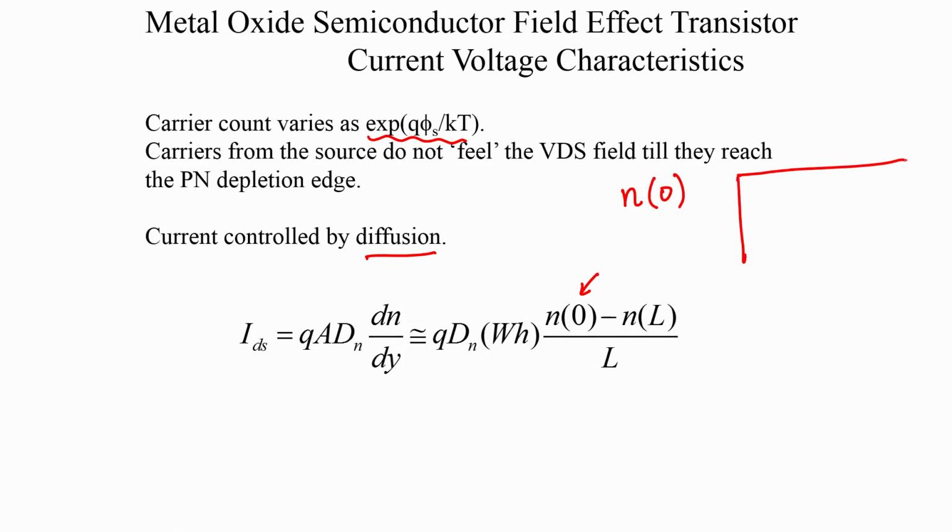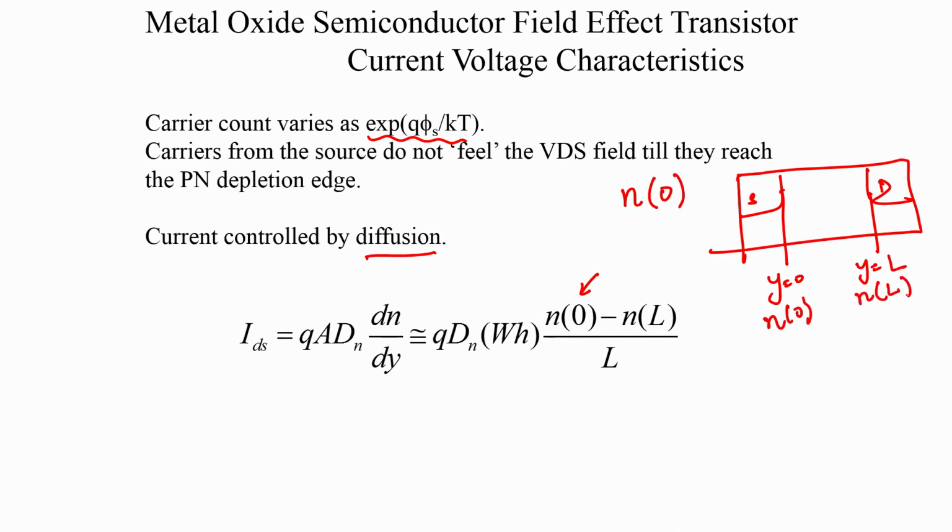So, let us say n, the number of electrons per unit volume near the source, is n0. We have defined the source and the drain like this, with y equal to 0 at the source and y equal to L at the drain. At y equal to 0 we define the carrier concentration as n0, and at y equal to L we define it as n of L.